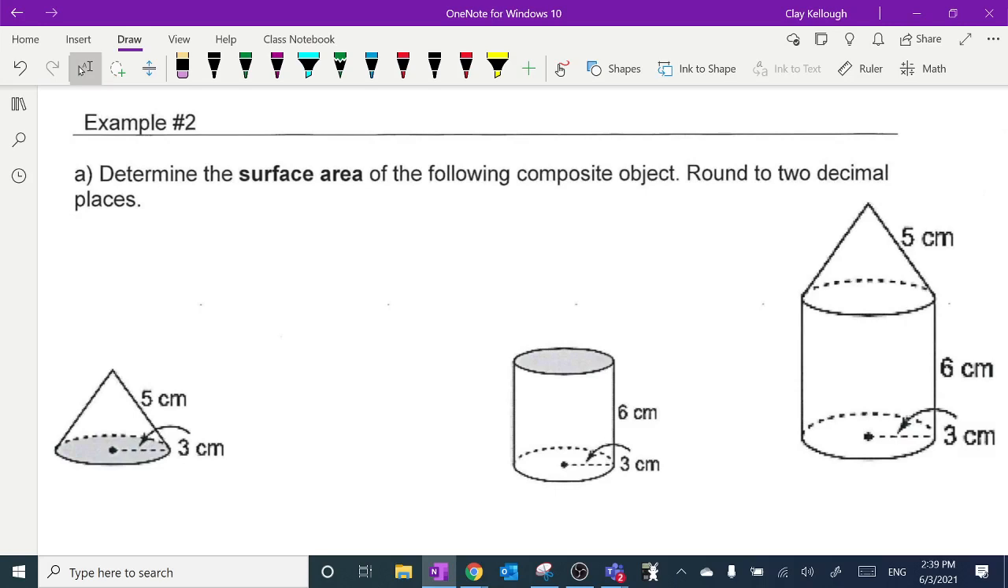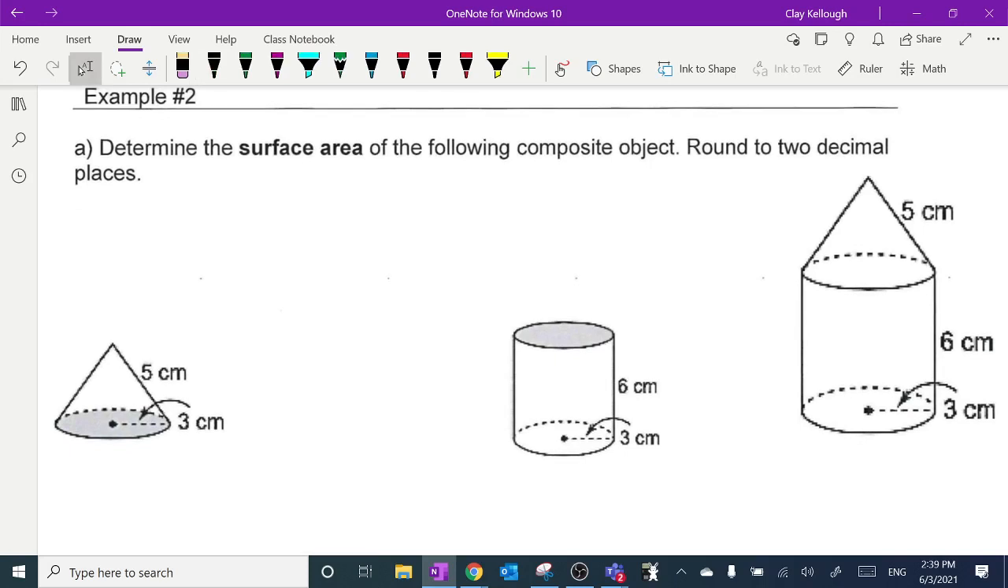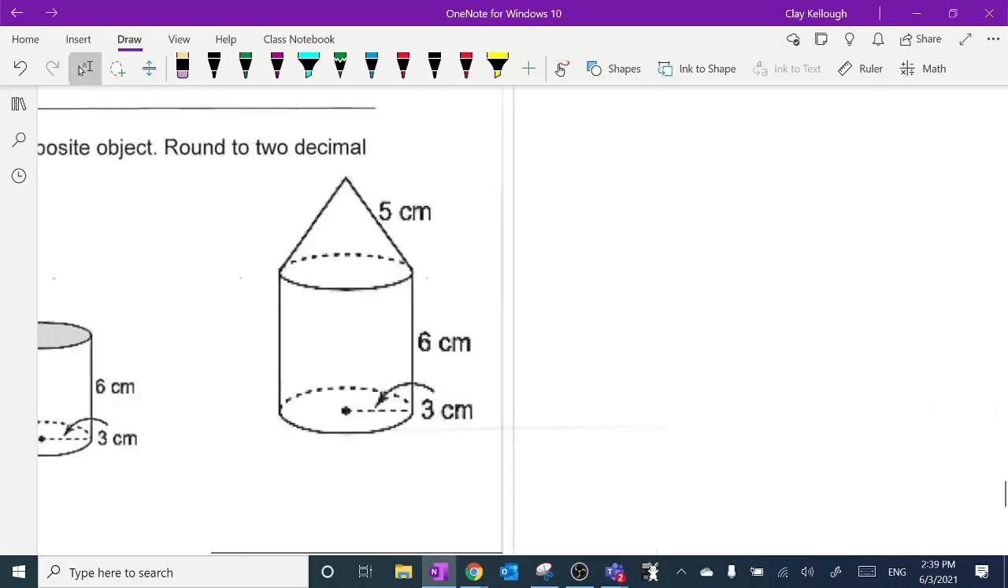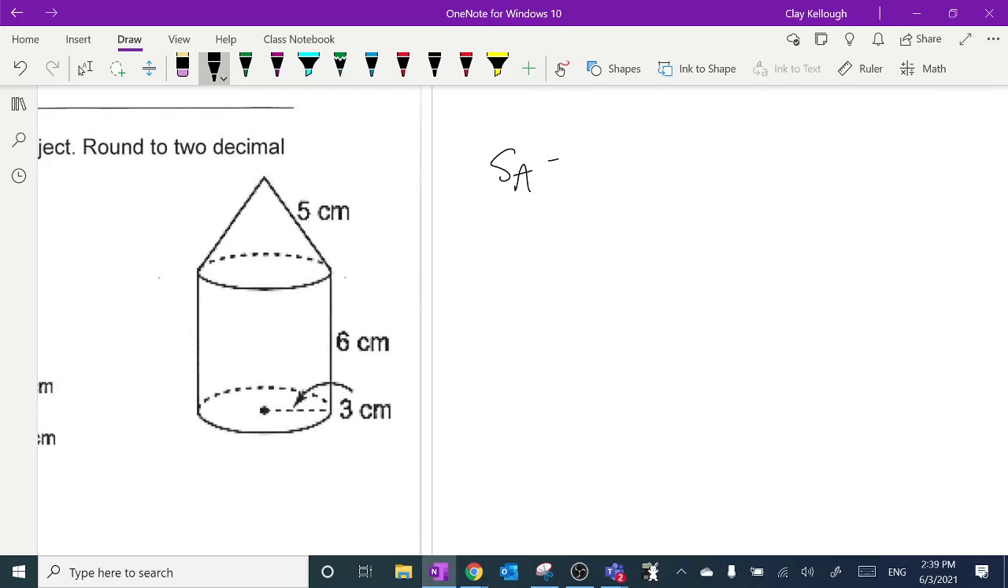Let's find the surface area. Once again, that shaded spot and that shaded spot are not going to be surface area because they cover each other up and they're on the inside, not the outside. Normally, you don't have to write this down, the surface area for a cone is pi r squared plus pi r s, right? That was the formula that we did just the other day.